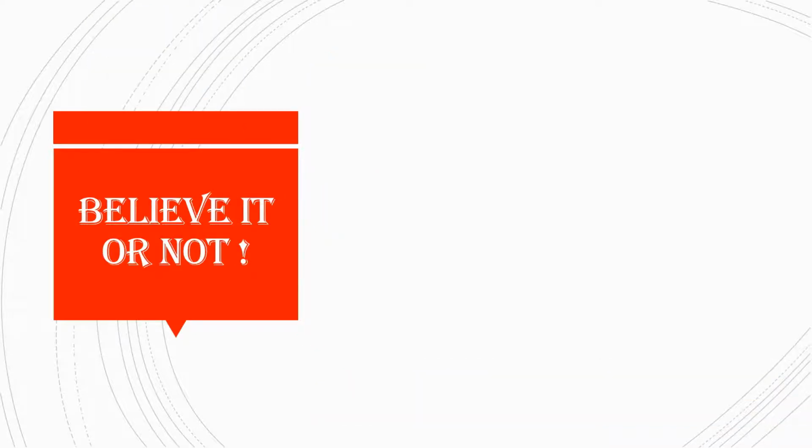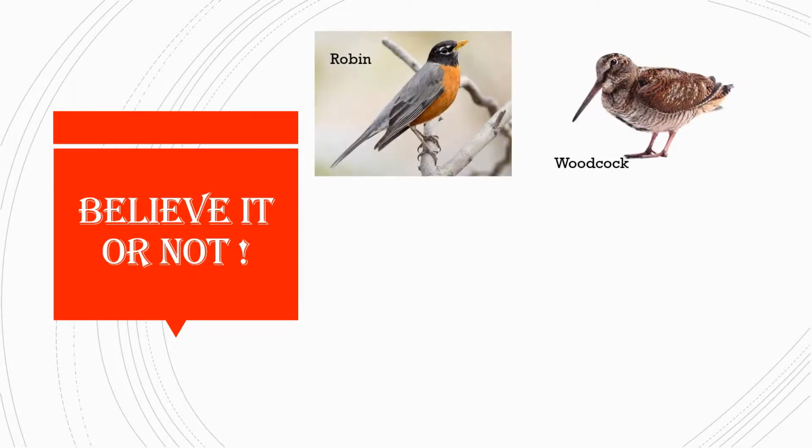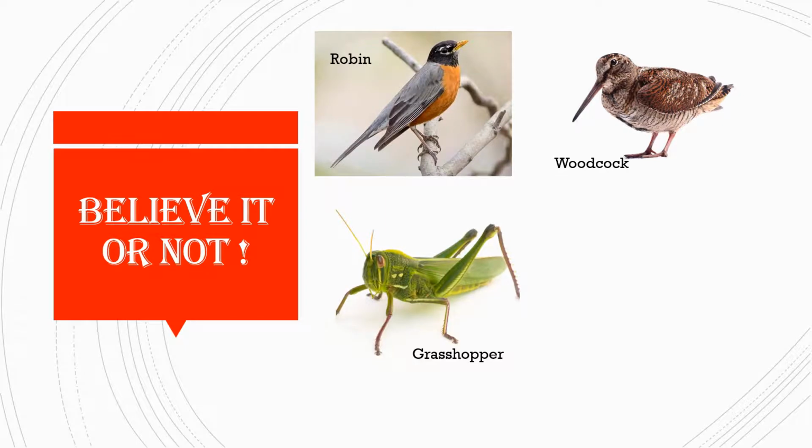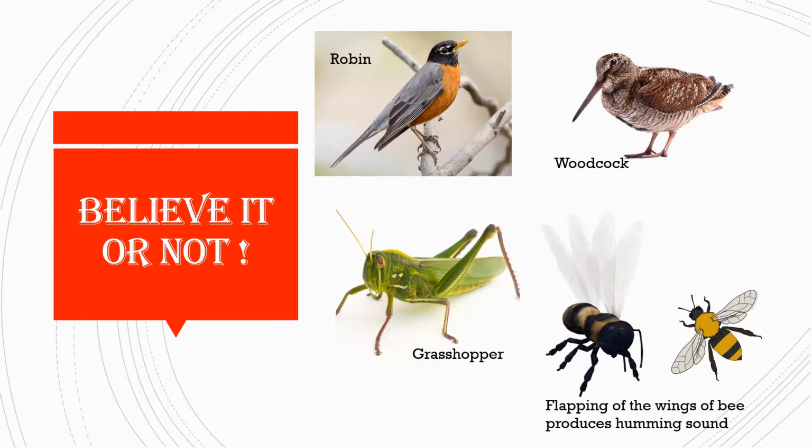Now students, believe it or not, birds like the robin and the woodcock can recognize the sound of an earthworm in the soil and find their prey. This is because their hearing organs are very sensitive. And some species of grasshopper produce a sound by rubbing their legs together while flying in the air. And the flapping of the wings of the bee or the mosquito produces a humming sound.